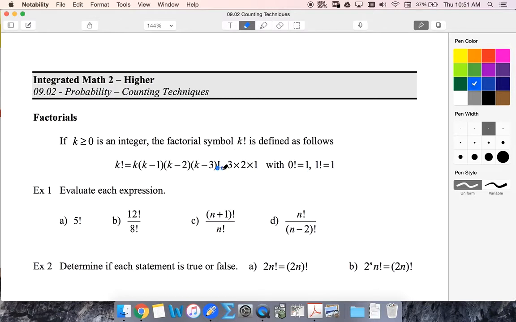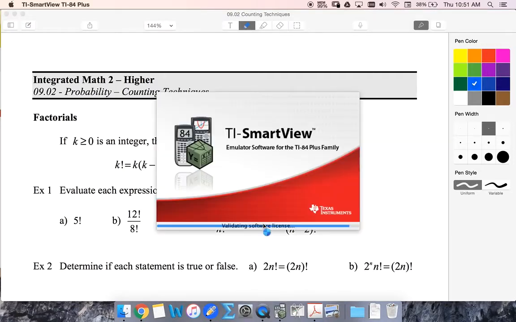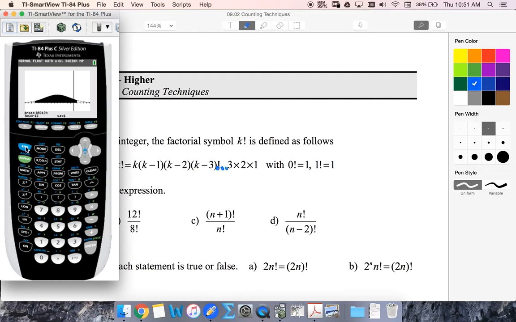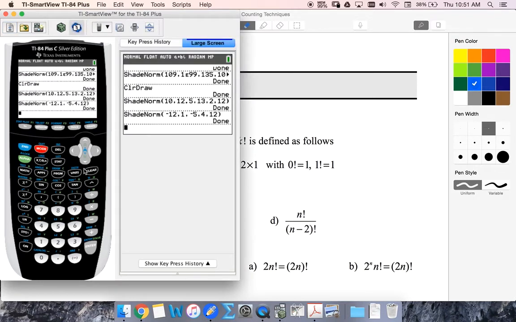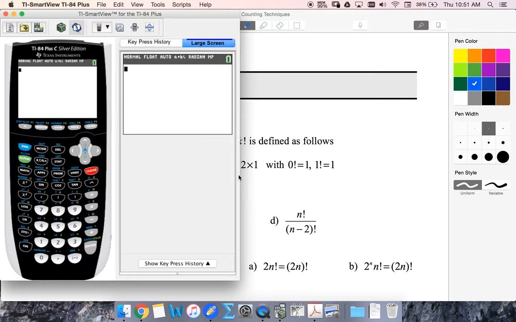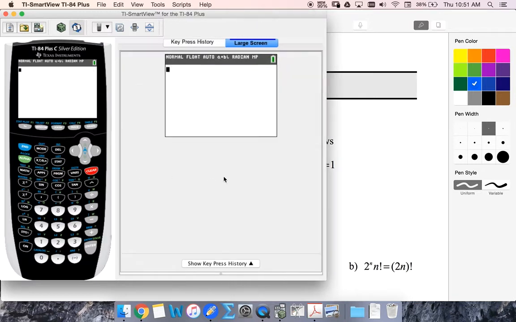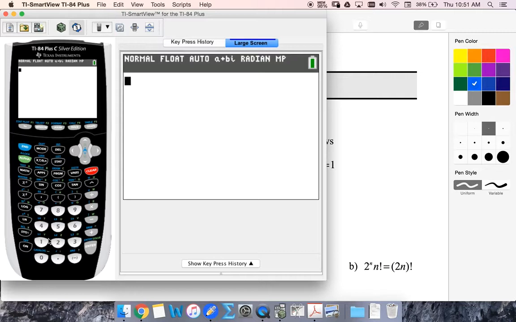So for example, we can use our calculators to calculate factorials. Let's go to the home screen. Okay, so if we look at 4 factorial, 4 factorial is 4 times 3 times 2 times 1. So start at a number, decrease down to 1.